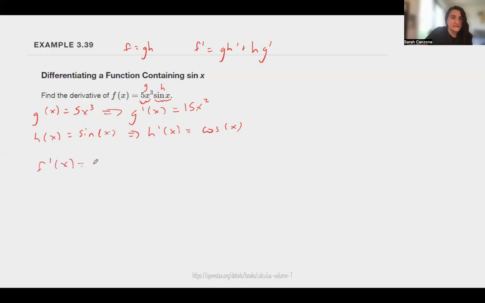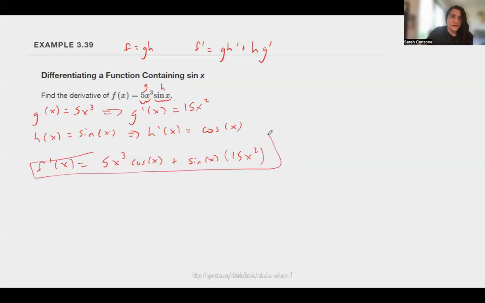f prime of x equals g, which is 5x cubed, times h prime, which is cosine of x, plus h, which is sine of x. And this is why I want to put the parentheses, because next to it, we're also going to have some sort of a function, times g prime, which is 15x squared.